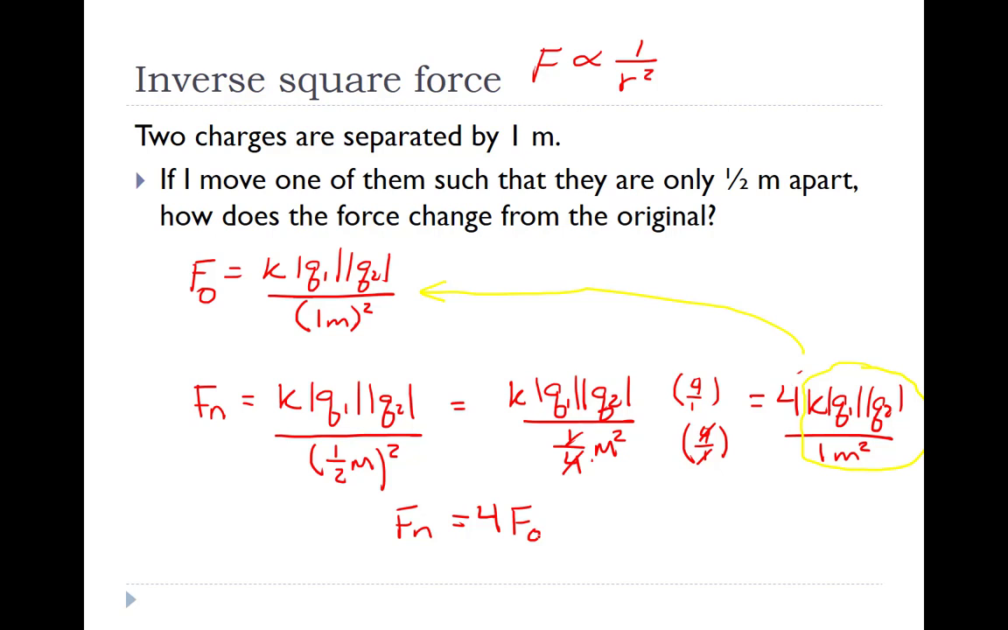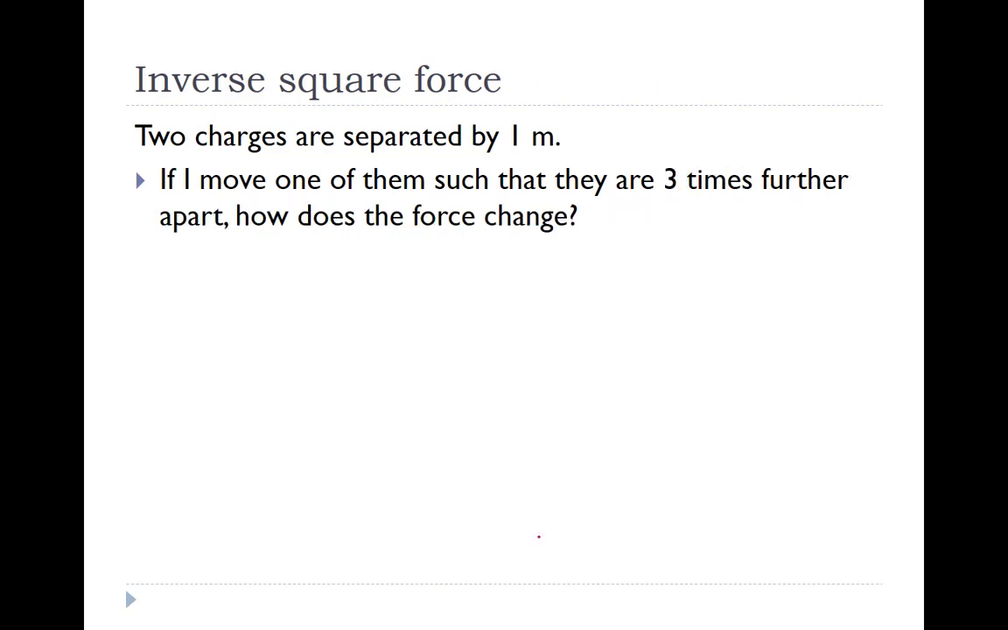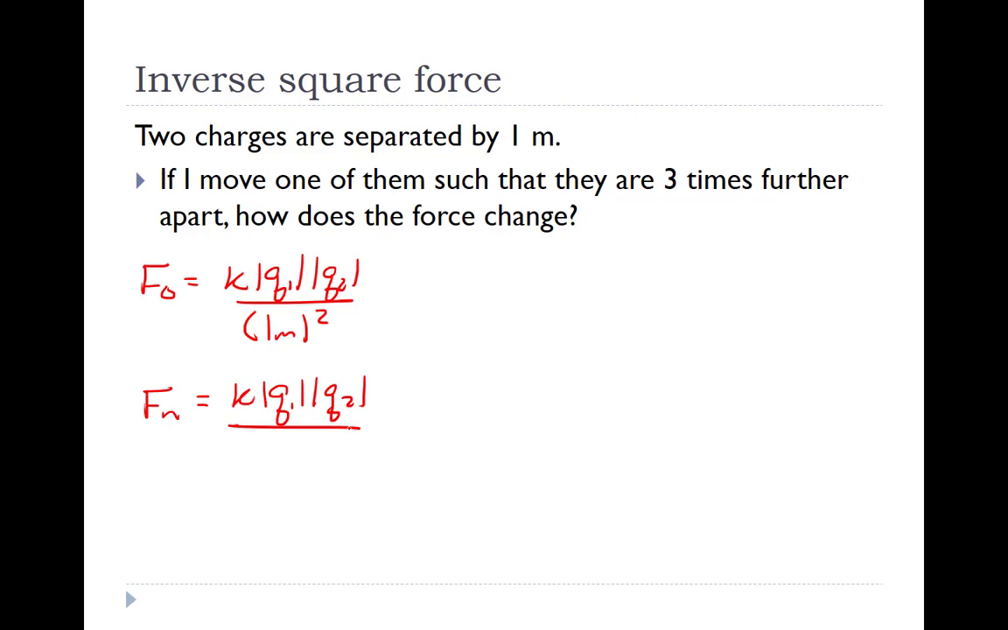I can do the same thing, but instead of moving them closer together, I'm going to move them further apart. So my original force is exactly what I had on the last slide, 1 meter squared. And my new force is going to be K times Q1, Q2 over 3 meters squared. Well, 3 squared is 9. So that's 1/9. And now I'm going to separate this out, so I don't have to switch to yellow again, because it was really hard to see.